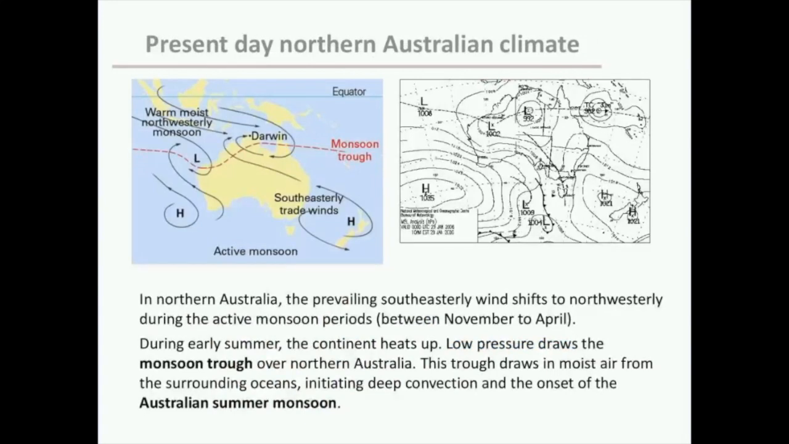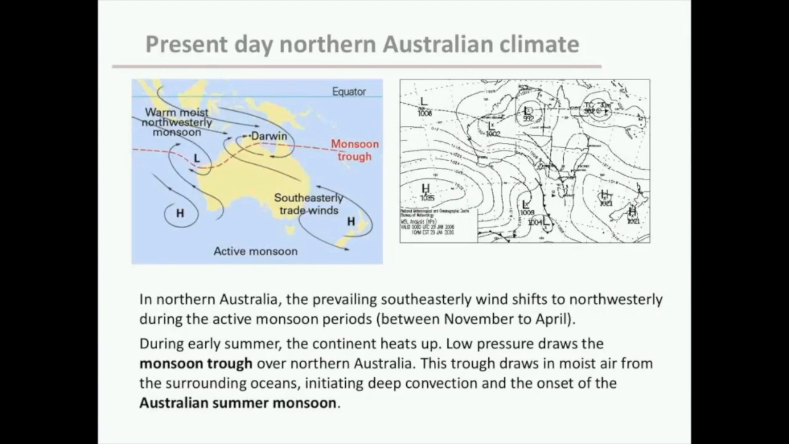So firstly, starting with our present day climate in Northern Australia, we talk about the monsoon and Northern Australian rainfall more or less interchangeably, because really the vast majority of that rainfall is coming from the monsoon. While we have prevailing southeasterly winds, during the active monsoon period between November to April, we have a moist northwesterly flow that brings in moisture from up here.